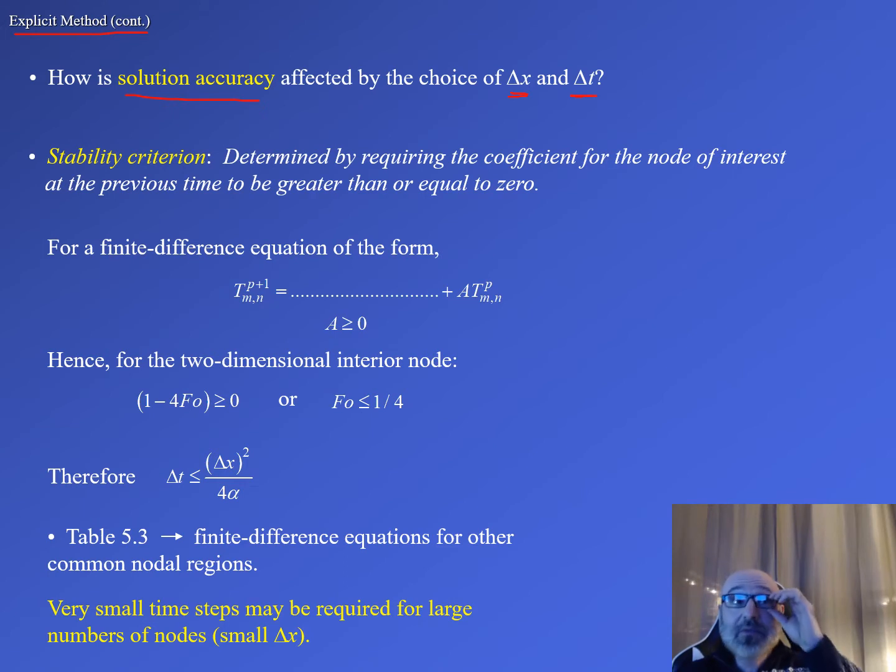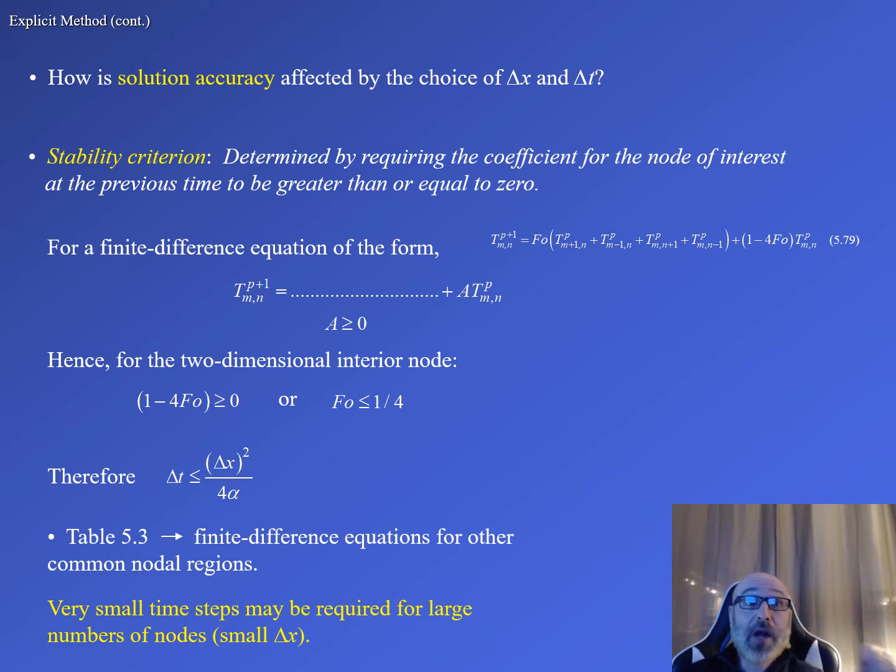Now we also have the stability criterion that we can take a look at here. So this is determined by requiring the coefficient for the node of interest at the previous time to be greater than or equal to 0, and that's going to dictate our stability criterion.